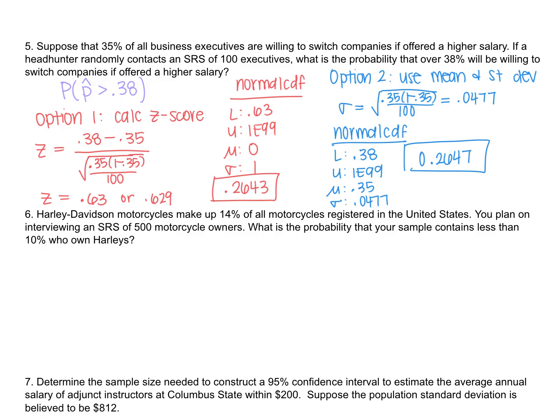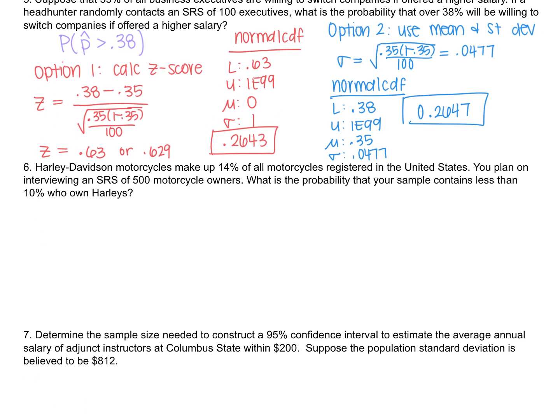And since I always round my standard deviations to 4 decimal places, it made it slightly more accurate. So depending on how you round for z-score, you could get something that's exactly the same as option 2, or you could get something slightly different. And both would be correct. It's not like I would take off for one, but you do have to show your work in either case so I know which method you used.